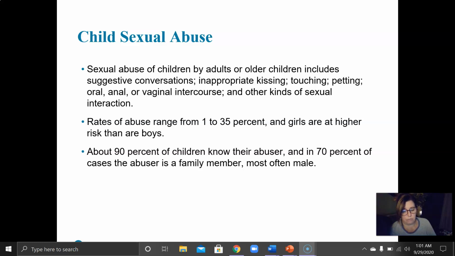90% of child sexual victims know their perpetrators in some way, with nearly 70% of kids abused by family members, usually an adult male. Children who experience sexual abuse are at increased risk for anxiety disorders, depression, eating disorders, post-traumatic stress disorder, and suicide attempts.